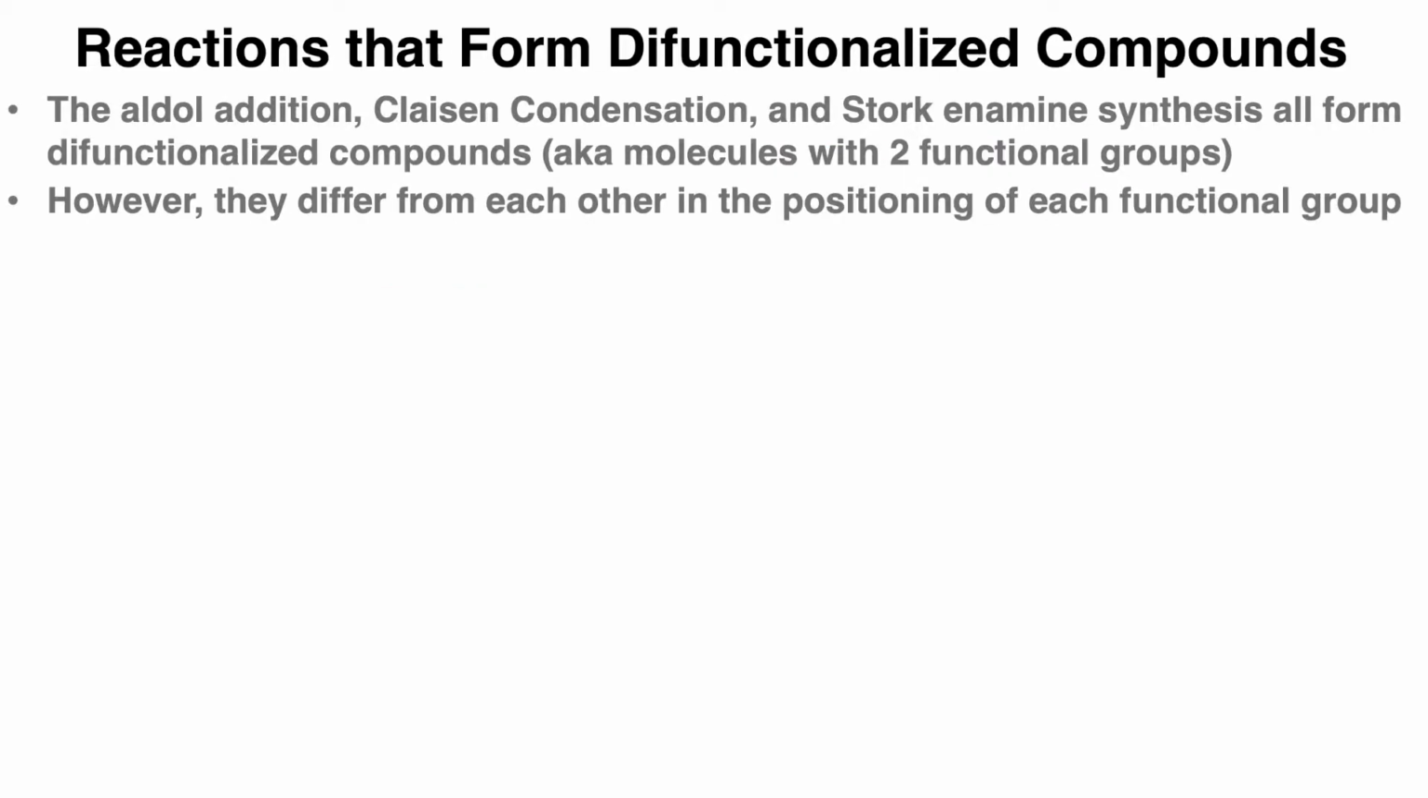We have learned so many different reactions that form new carbon-carbon bonds. More specifically, there are three types of reactions that could form compounds with two functional groups: the aldol addition, the Claisen condensation, and Stork enamine synthesis all can form difunctionalized molecules. However, they do differ from each other in the positioning of each functional group.